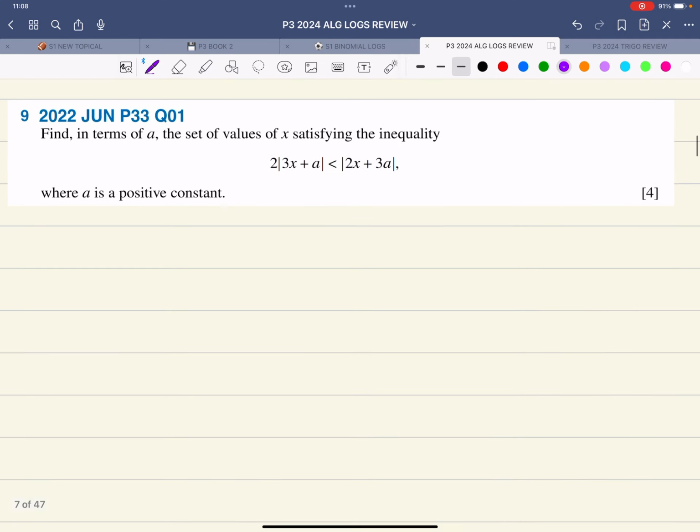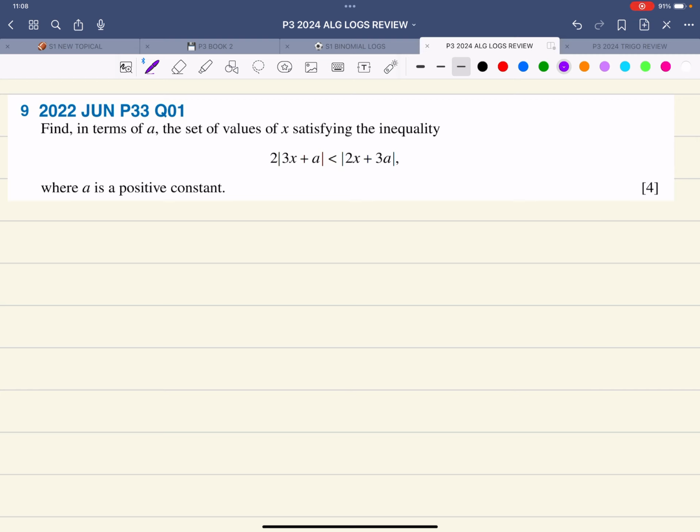Let's move on to this question. Now this question is from June 2022, variant 33, question number 1. It says find in terms of a, because a is a positive constant, the set of values of x satisfying this inequality. So now over here, this is case number 3. Let me write this as case number 3.